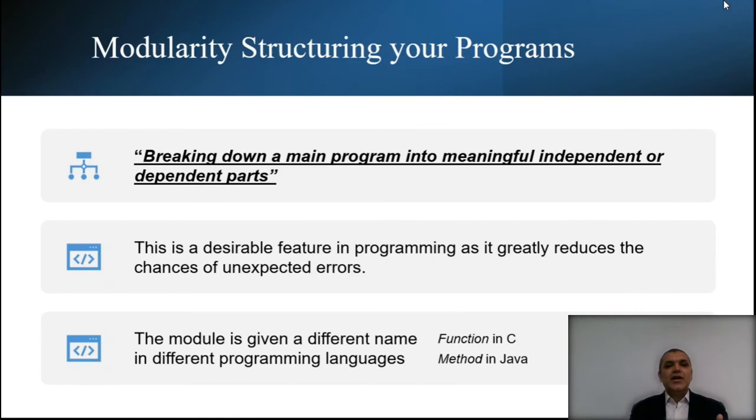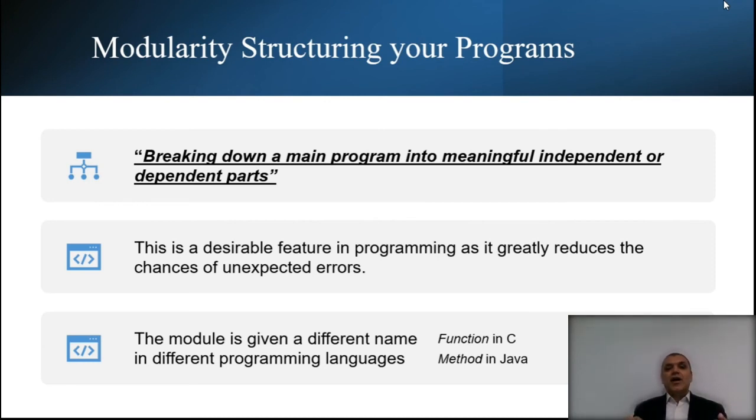Now, that concept is known as modularity. We are breaking down our main program into small, independent, meaningful segments. Each part will be known as a segment, a module, a function, or a method. They will be independent and will focus on some assigned, related task. This is the desirable feature to make our programs efficient, accurate, and correct.